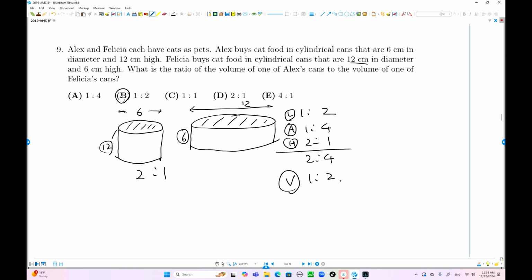If you use this, it is very simple, okay? If not, you have to use the original formula. This is what, pi r squared. Pi r squared is 9 pi, right? And times 12.